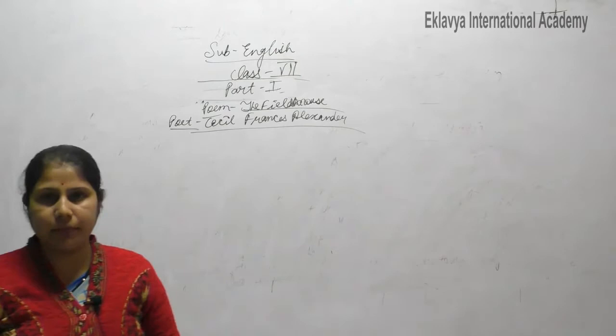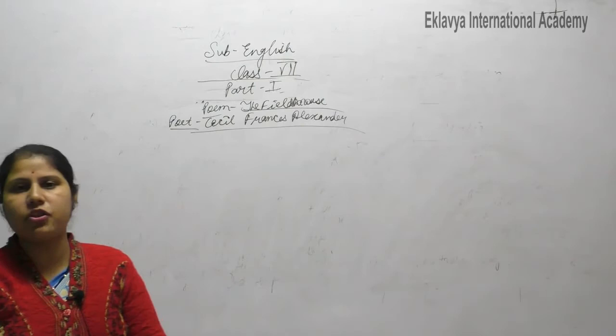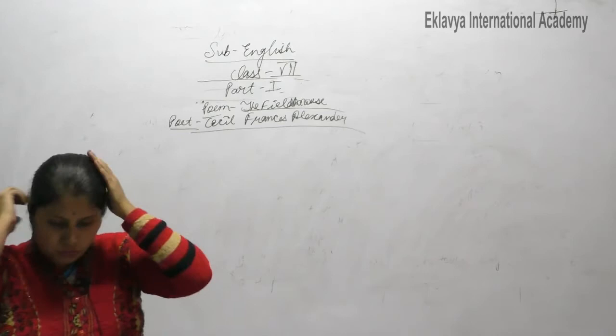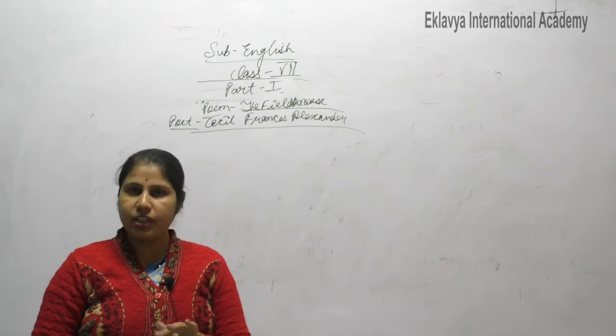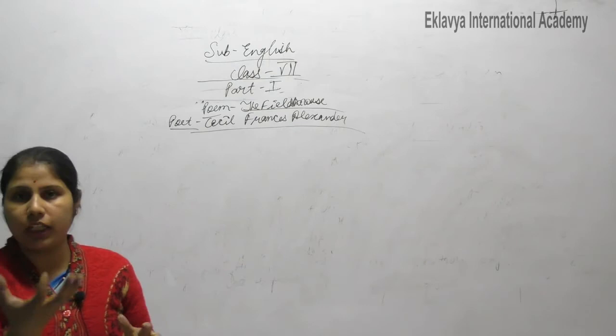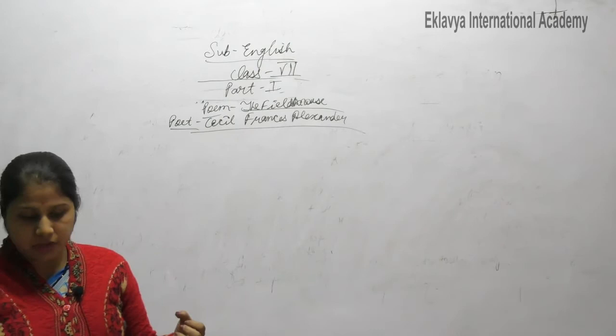First of all, listen, summary of the poem means a brief description of the poem. The poet wants to tell about the field mouse, which has soft fur and round eyes and moves through the long grass.